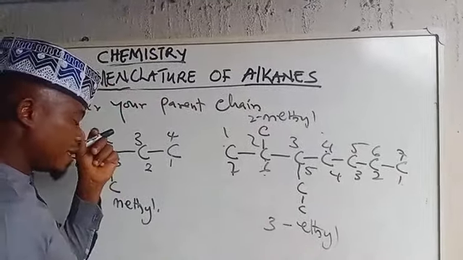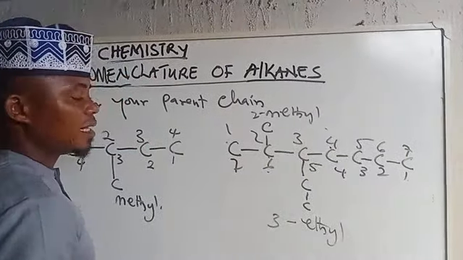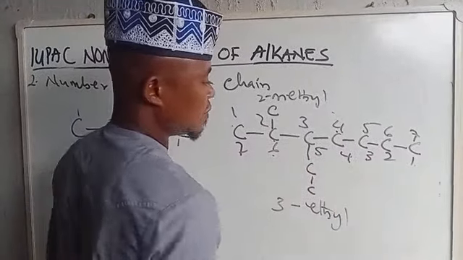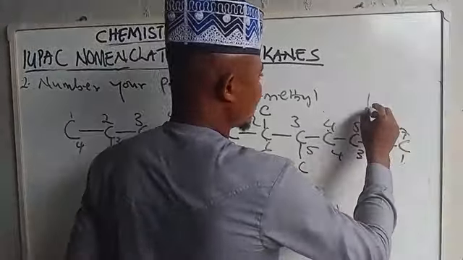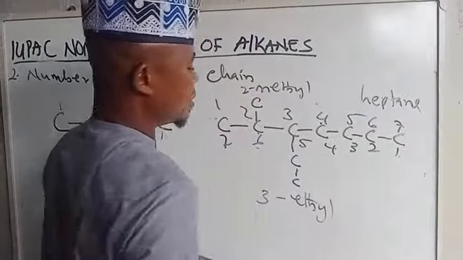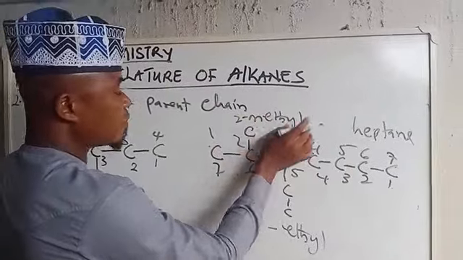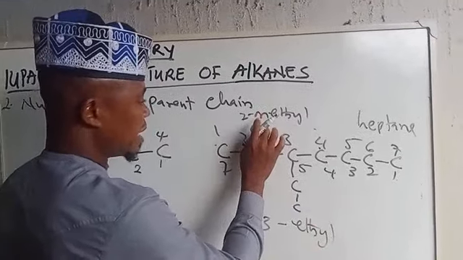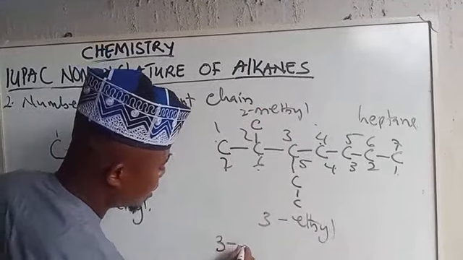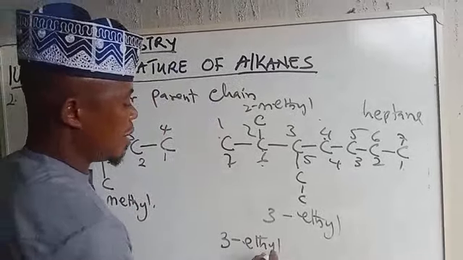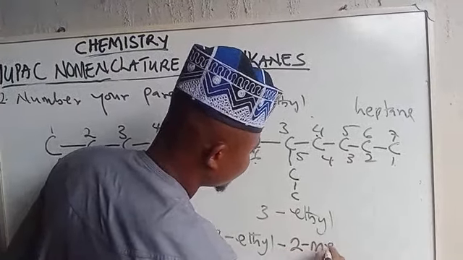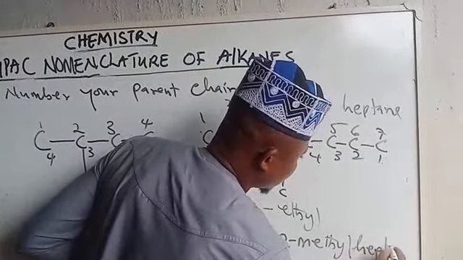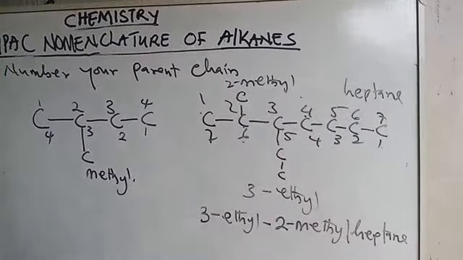Now, when you identify this, you name it alongside your longest chain. What is our longest chain? 1, 2, 3, 4, 5, 6, 7. So our longest chain is heptane. So we're going to say, on this parent chain, heptane, it has this child, ethyl and methyl. One of the children is 3-ethyl. Another child is 2-methyl. And the parent name is heptane.